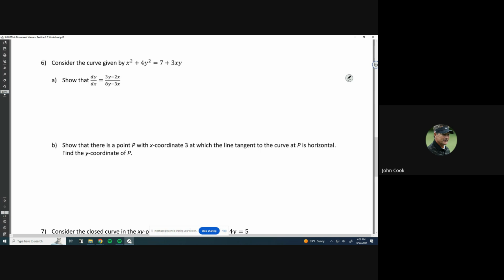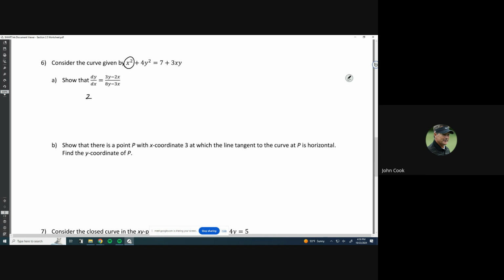So let's see. It says show that dy/dx is equal to that, (3y - 2x) and so on. So in other words, you just want to find the derivative. So let's do that. We do the same rules that we went over from number 1 through 5 on the first page. Take the derivative of all the x's and all the y's. So that's an easy one.